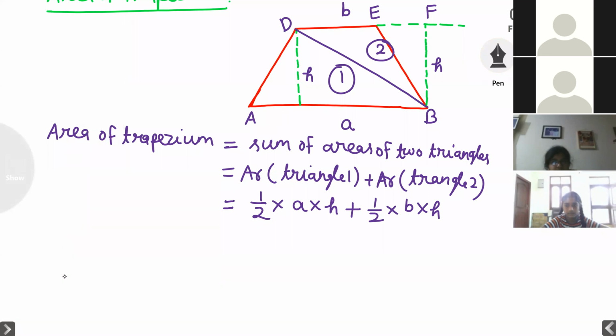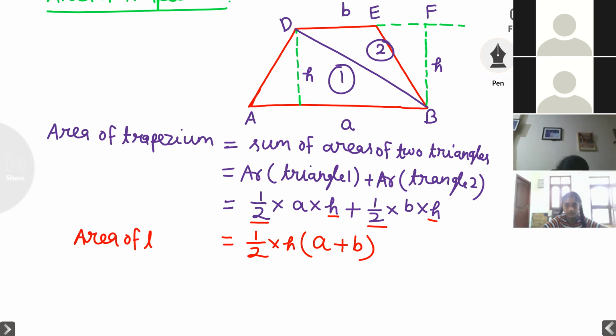Now you are observing 1 by 2 on this side, 1 by 2 on this side, height on this side, height on this side. It means I have to take 1 by 2 into height common. Then the first term A is remaining, the second term B is remaining. This is the area of trapezium formula.